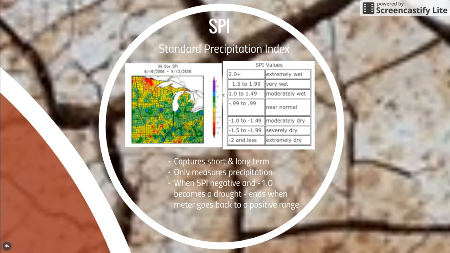When the SPI reaches a reading of -1 or less, and has been continually negative in the past, it is labeled a drought. The drought ends when the meter reaches a reading which is positive, indicating an acceptable level of precipitation.